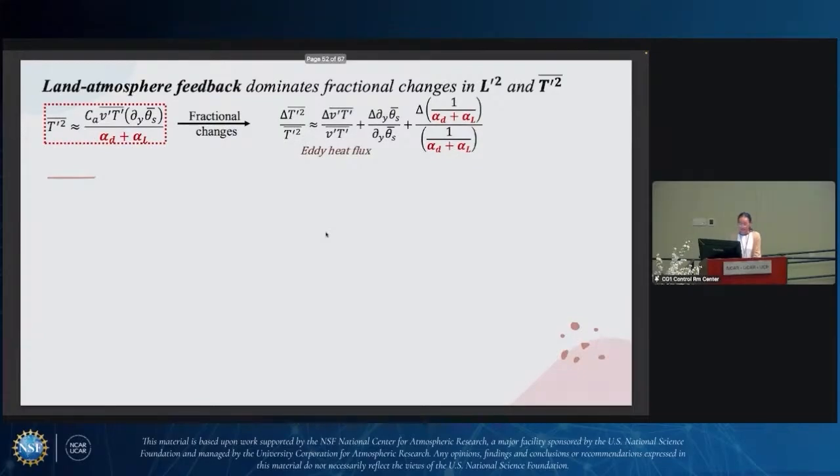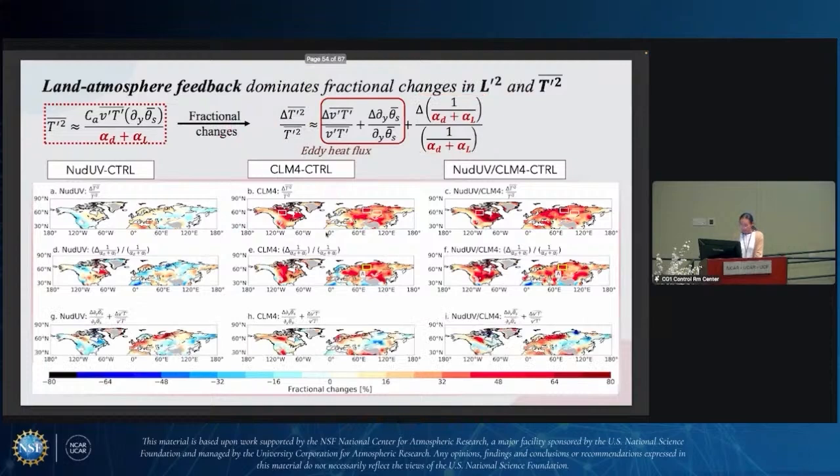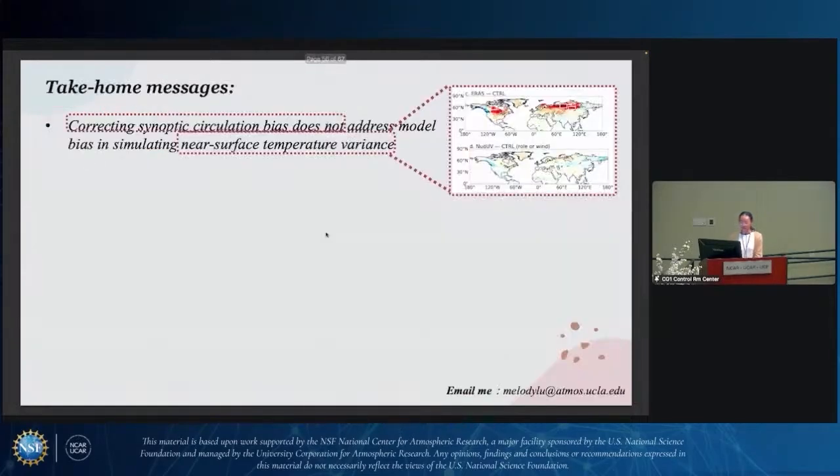And lastly, here is a total scaling relationship of the temperature variance. Again, we perform fractional changes so that we can calculate each of the different terms. Here again, we see the contributions from the interactions between the land and atmosphere, as well as the fractional changes in the temperature variance. The last term is the summation of eddy heat flux as well as the background temperature gradient. We can see that most of the temperature changes are purely coming from the contributions of the land atmosphere feedback parameters.